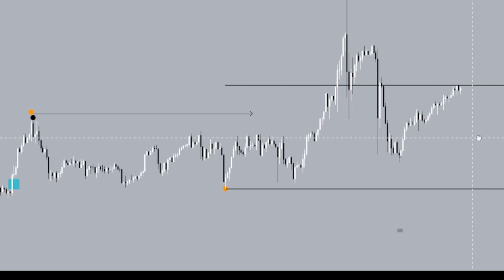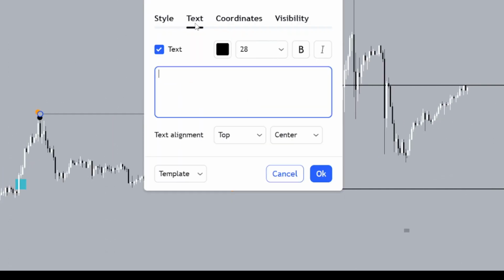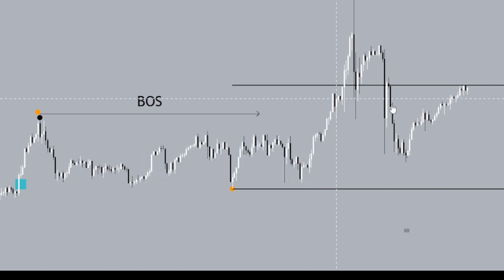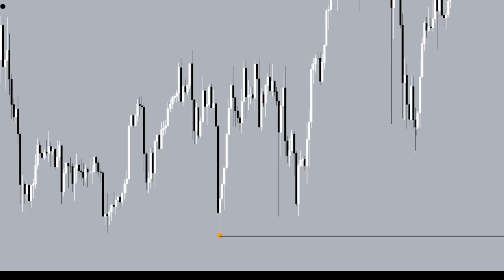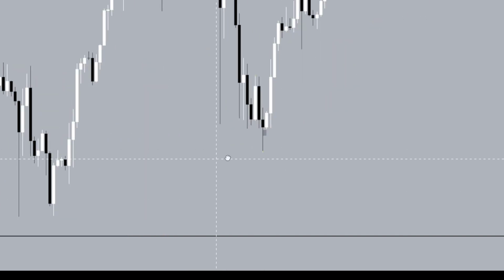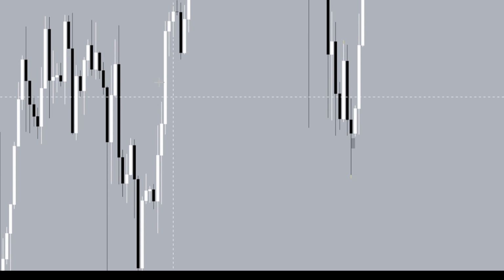So what we have over here is, yes, we have a break of structure. That's rule number one. This arrow, let's label it appropriately. We call it a BOS. The second thing we look for is our inefficiencies or our fair value gap. What we have over here is a fair value gap just over here. The fair value gap I'm going to label in blue, just like this.